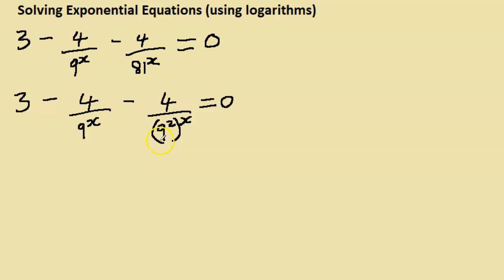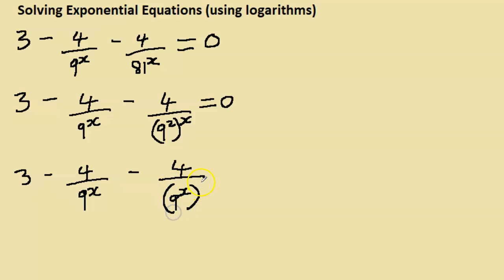Now, one thing we can do easily is to rewrite. So this is really 4 over 9 to the power of 2x. But this can be rewritten as 9 to the power of x, and we can put the 2 out here easily. Alright? Equal to 0. And then we can use substitution and let 9 to the power of x be equal to y.